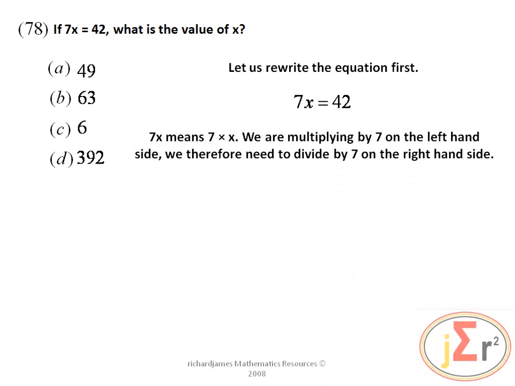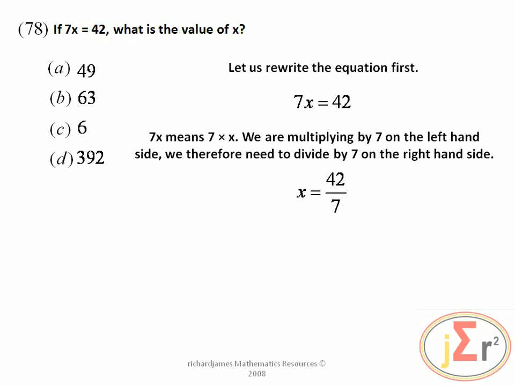So 7x means 7 multiplied by x, as Jerry stated. And he's also saying that we are multiplying by 7 on the left hand side. We therefore need to divide by 7 on the right hand side. And of course he said also that is because division is the opposite of multiplication. So let us divide by 7.